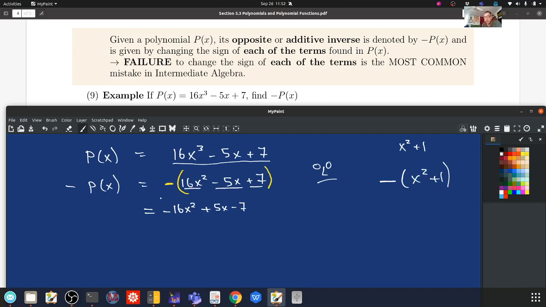There's another reason as well. This also connects it to distribution. This is the same as minus 1 times 16x squared. That's minus 16x squared. Minus 1 times minus 5x. That's plus 5x. Minus 1 times plus 7 is minus 7.